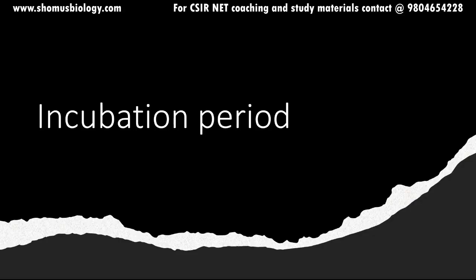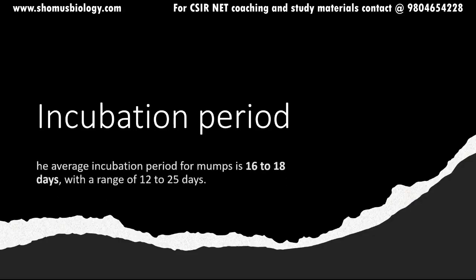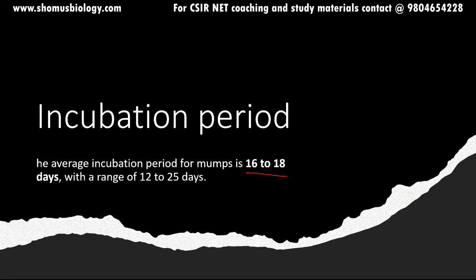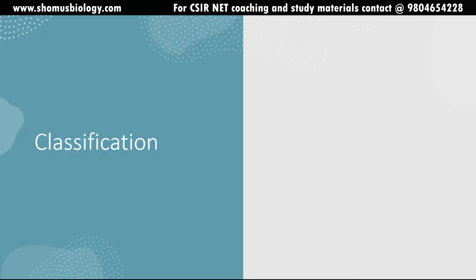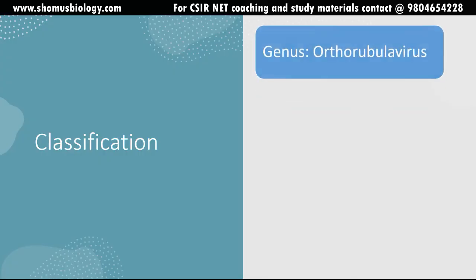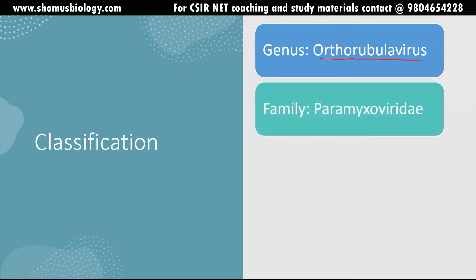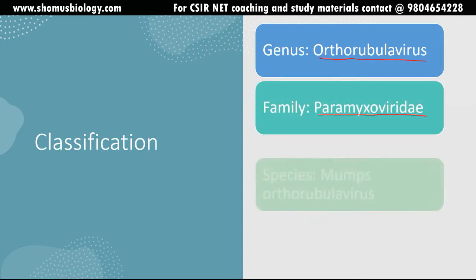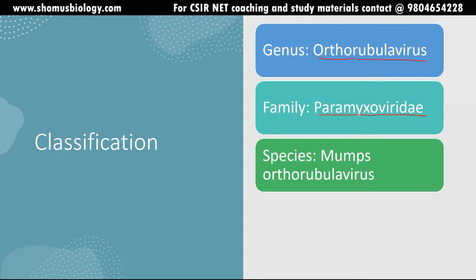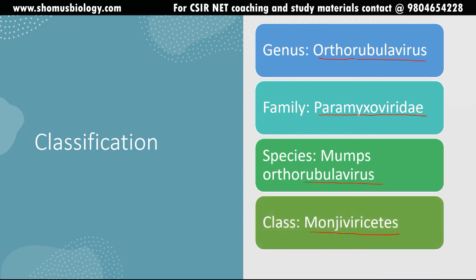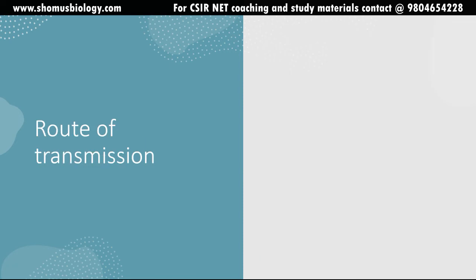Now what is the incubation period of mumps disease? On average it is 16 to 18 days, but the range can be from 12 to 25 days as well. What is the classification? If we talk about the genus, Orthorubulavirus, family Paramyxoviridae, species mumps orthorubulavirus, class Monjiviricetes.